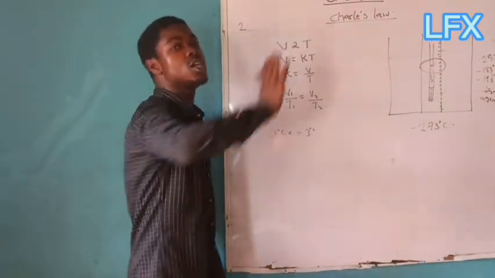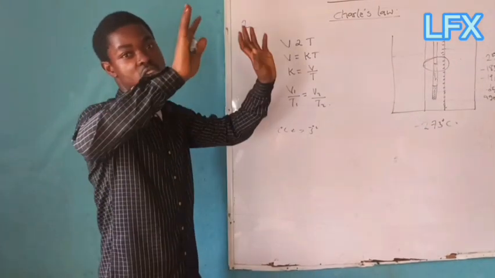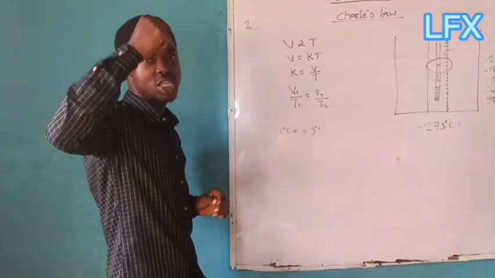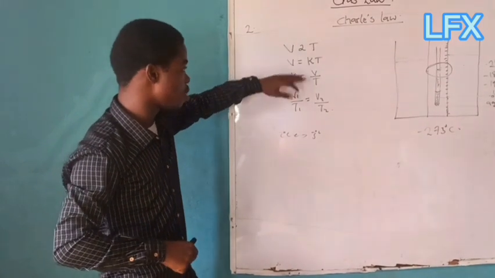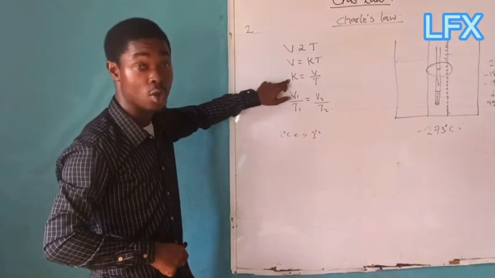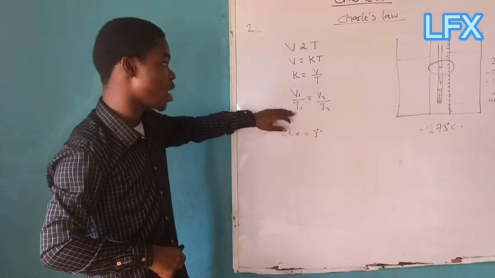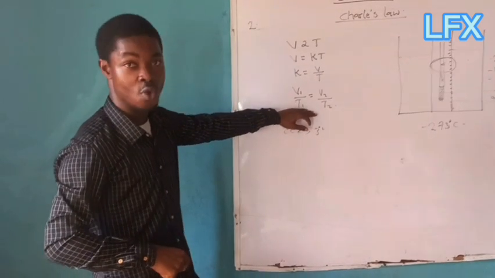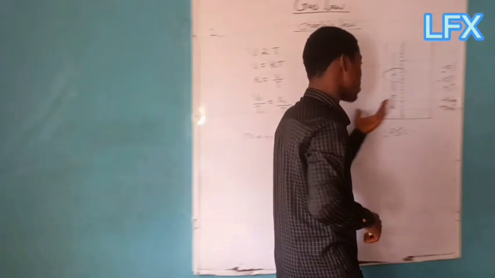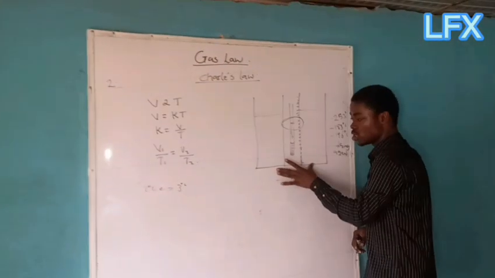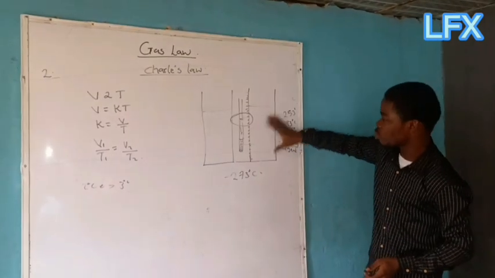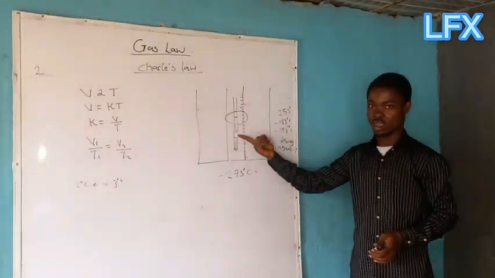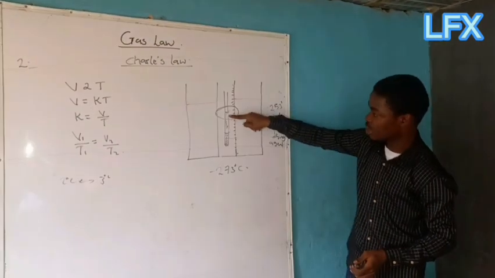So, in essence, the volume of the gas depends on the temperature. Once you increase the temperature of the gas, the volume will increase. But if you decrease the temperature of the gas, the volume will decrease. And then we have the constant V/T, V1/T1 equals V2/T2. And we'll talk about the experimental aspect when it is done practically. If I reduce the temperature of the gas here, the volume of the gas will begin to reduce.